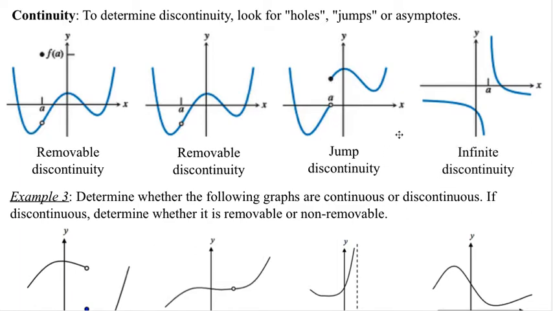And then over on the right, we have what's called infinite discontinuity, and that is non-removable as well because we have asymptotes in there. Anytime you have an asymptote, either horizontal or vertical, that is called a non-removable discontinuity.